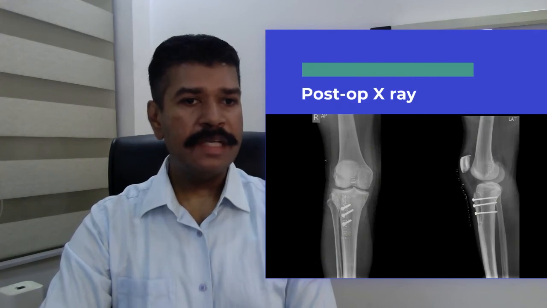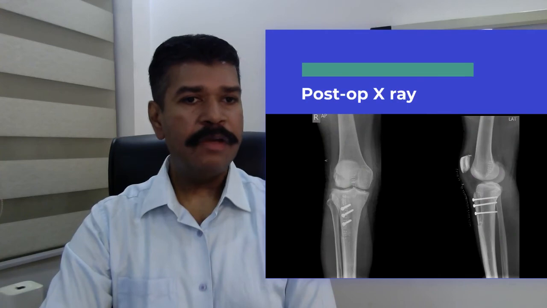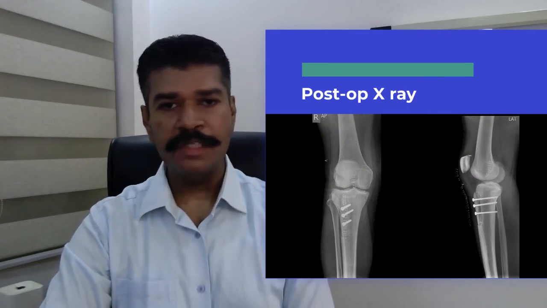Again, bicortical purchase is quite essential to ensure a secure fixation. So 3 4.5 millimeter bicortical screws generally offer a good and secure fixation for this particular fragment.